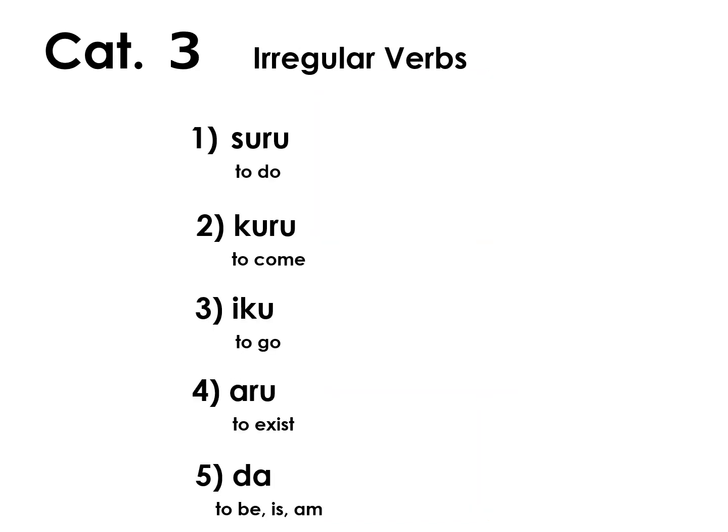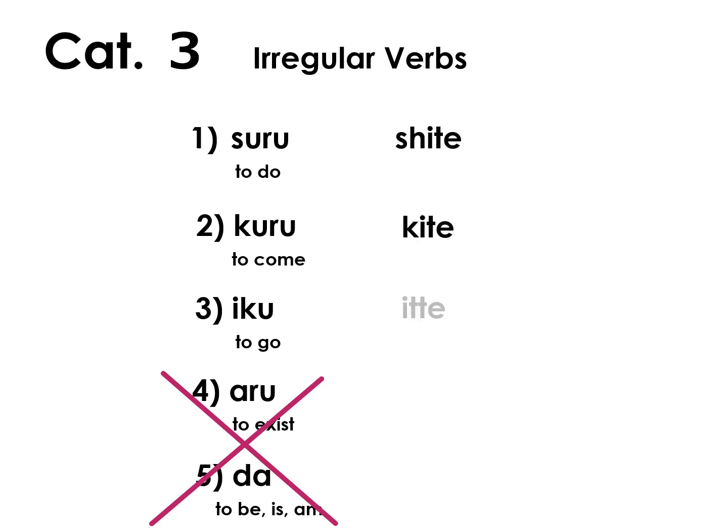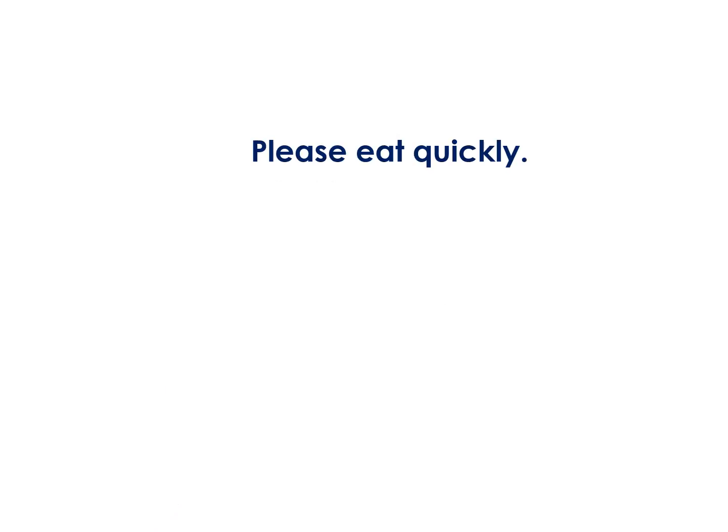As for the 5 commonly used irregular verbs, we only use suru, kuru, and iku to form requests. The other 2, aru and da, do not participate to form requests. The te form of suru is shite, kuru becomes kite, and iku becomes itte. For our examples, we will use very common verbs that cover all 3 categories of verbs and very common sentences.